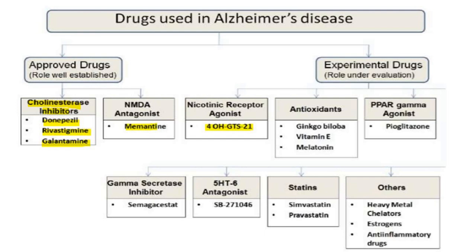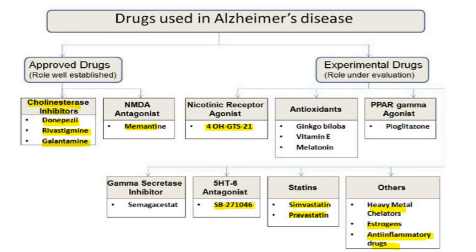4-hydroxy-GTS21. You can also use gamma secretase inhibitor, that is semagacestat, and 5-hydroxytryptamine 6 antagonist SB271046. Statins which you have studied in atherosclerosis, simvastatin, pravastatin, atorvastatin, rosuvastatin you can use. You can use heavy metal chelators, you can use estrogen, you can use anti-inflammatory drugs, especially NSAIDs or steroids.